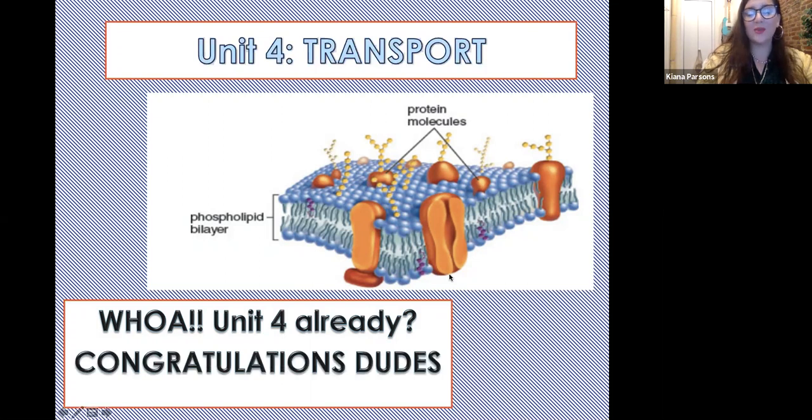So congratulations that we've gotten to Unit 4, and we're going to talk now about transport, which is, oh, my cat is really excited to transport herself into this room through the door.